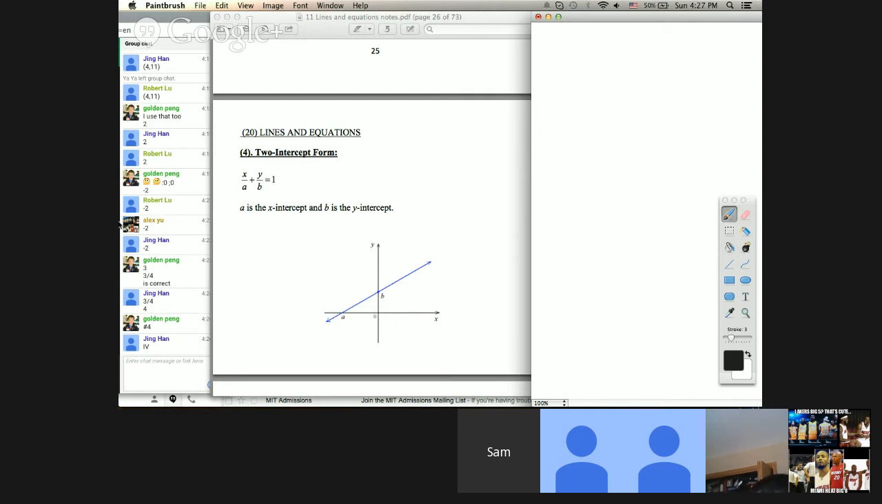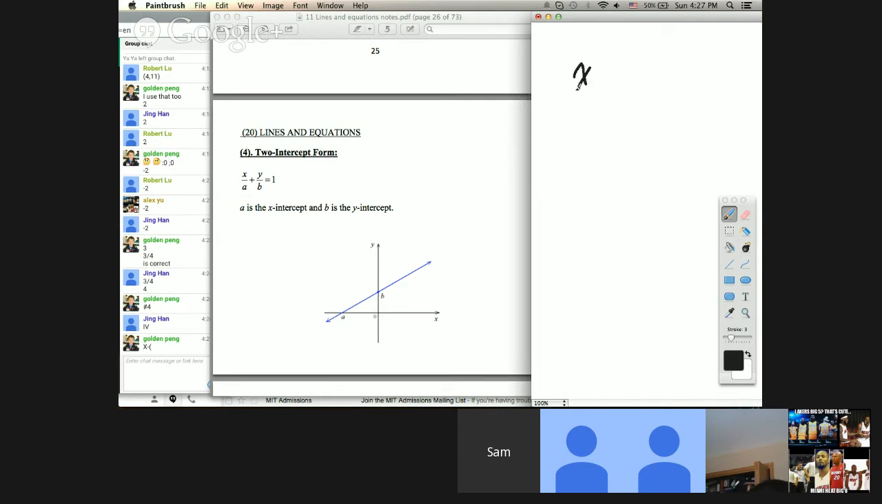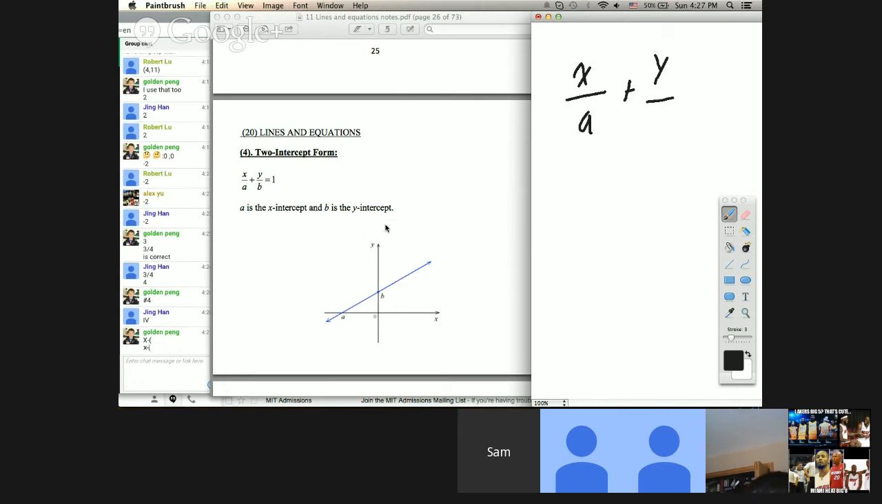So this is just the general equation. So x over the x-intercept, which is a, and it should be given to you if you're using this, and then plus y over the y-intercept, which is b, and then this is equal to 1. So that's the two-intercept form. So like if it says the x-intercept is 5 and the y-intercept is 3, find the equation, then you can just automatically go x over 5 plus y over 3 equals 1, and then you have your equation right there.